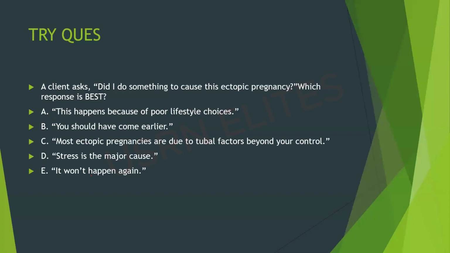A client asked, did I do something to cause this ectopic pregnancy? Which response is best? A, this happens because of poor lifestyle choices. B, you should have come earlier. C, most ectopic pregnancies are due to tubal factors beyond your control. D, stress is the major cause. E, it won't happen again. C. What?